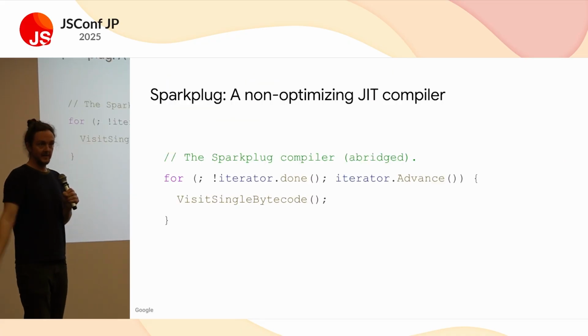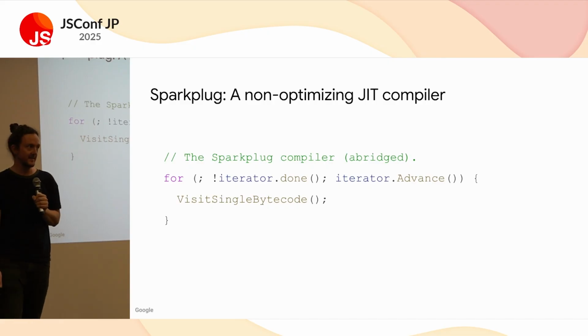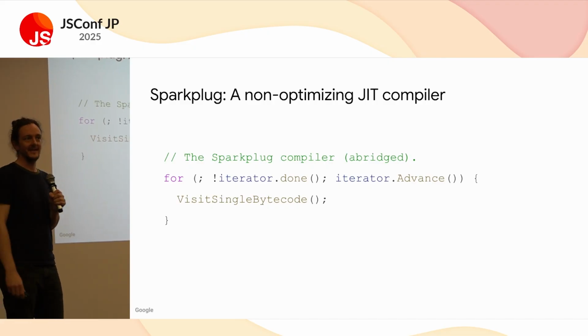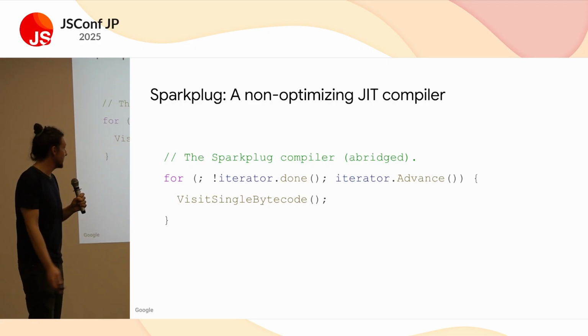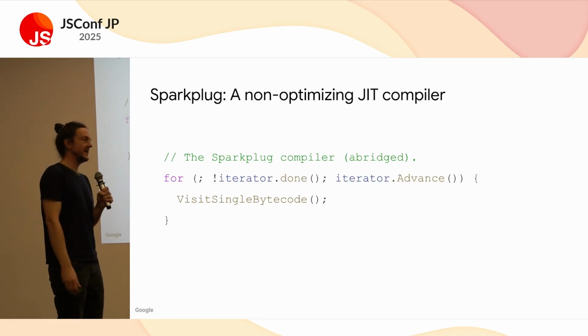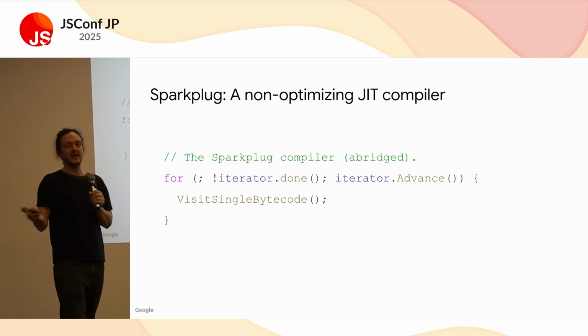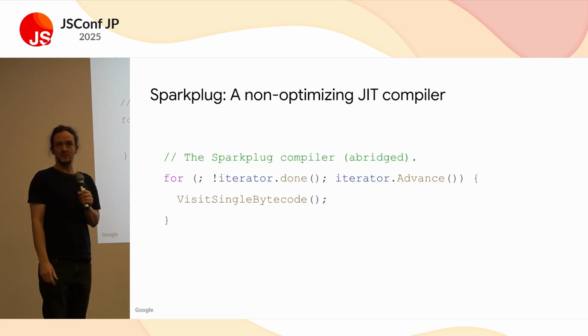This is the compiler. It fits on one slide. It's a bit of a joke, but it's not far from the truth. What the compiler does is it just goes through every bytecode linearly, and then for every bytecode emits what this bytecode would do in native code.